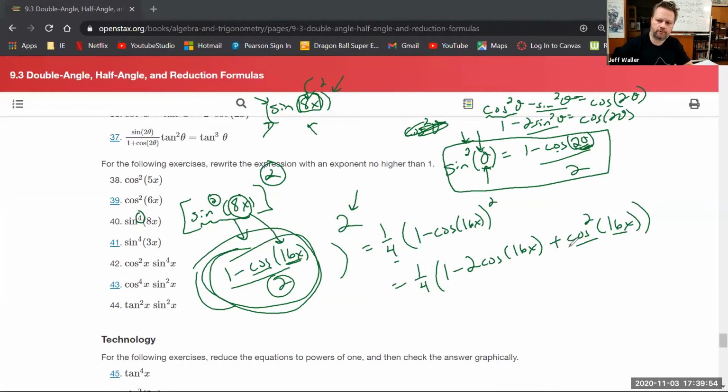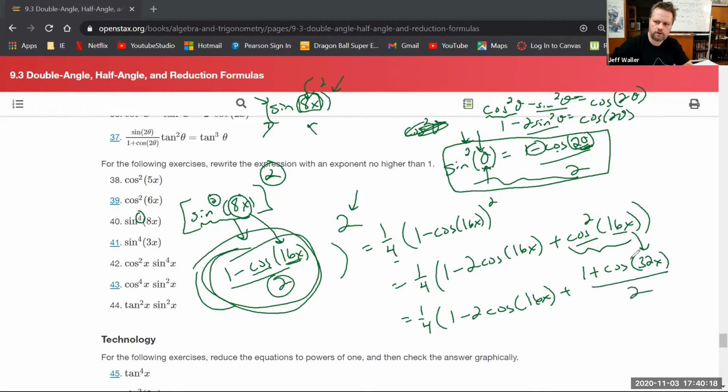Now, I'm not done yet because I got a squared thing there. Everything else can basically stay the same. And now that I know this rule, this cosine squared is just going to have a plus there. That's the difference. So this will be 1 plus cosine of twice that angle over 2. Get in there. And now I'm done. Yay.